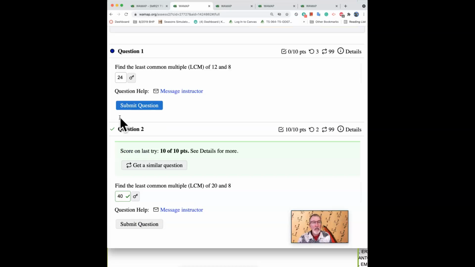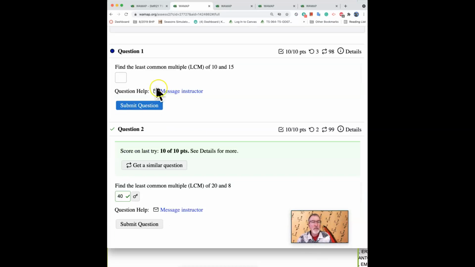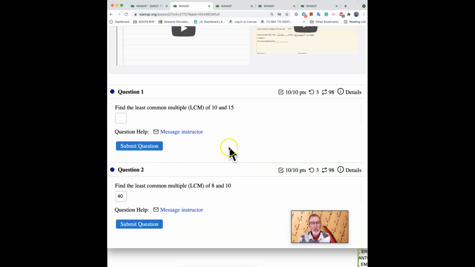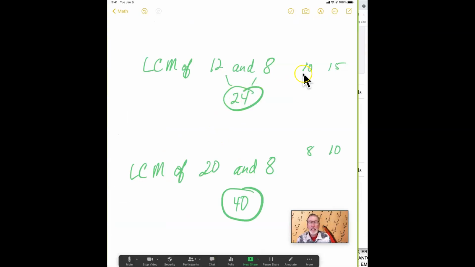See how we did? There's 1. And there's 2. Let's do a similar question just for fun. 10 and 15. And the other, let's get a similar question. 8 and 10. All right, 8 and 10. So let's go back to the tablet. 10 and 15 was the first group.